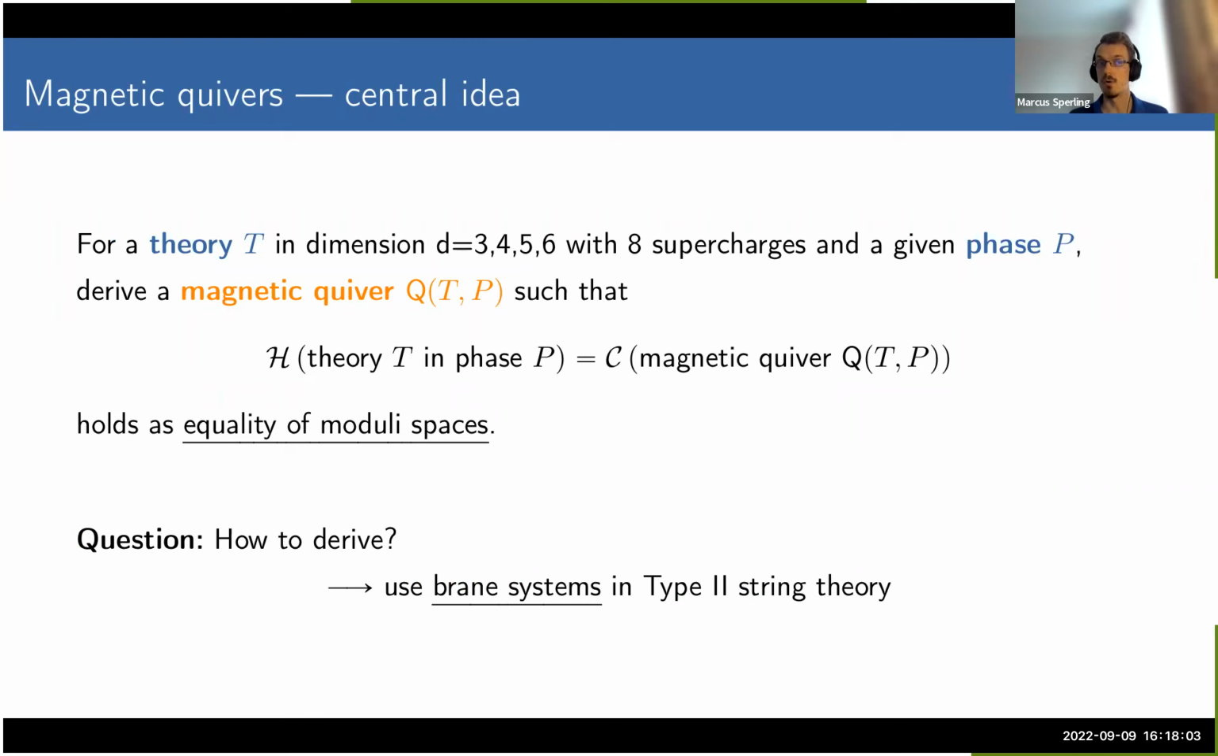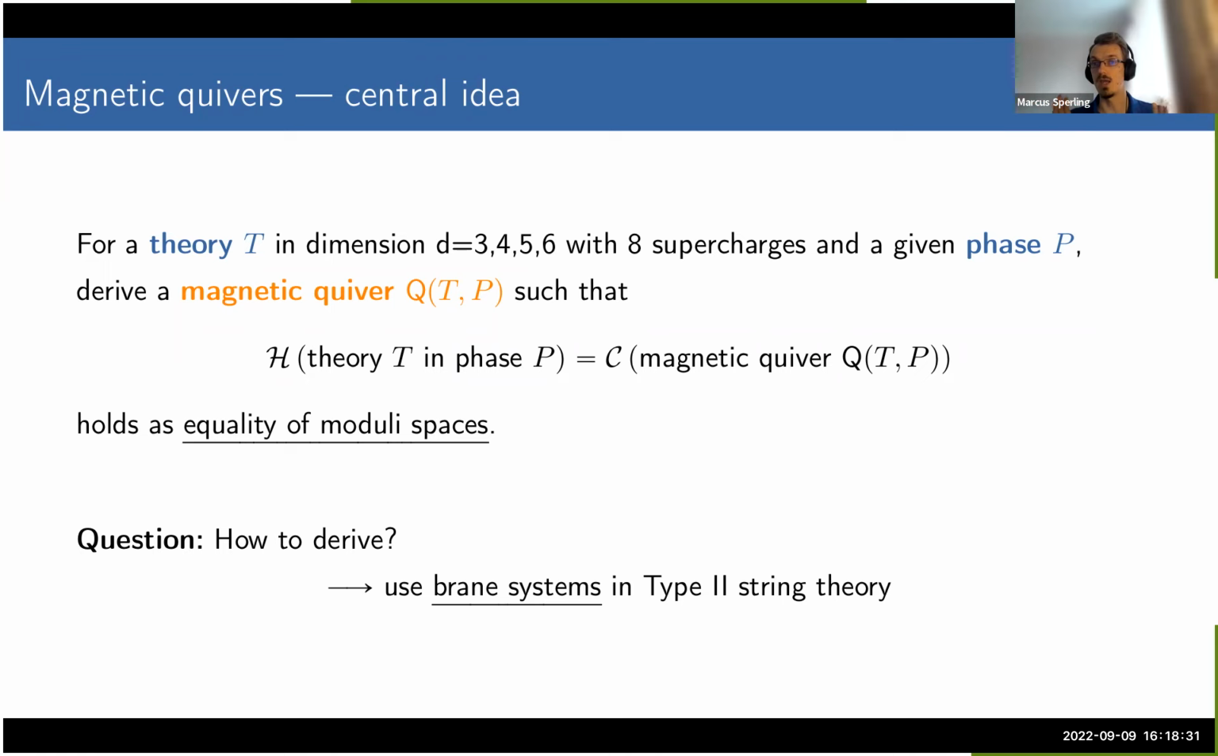And we propose that for this phase, in order to describe the Higgs branch, we can derive an auxiliary theory, which we call the magnetic quiver, and we use the 3D N=4 Coulomb branch of this magnetic quiver to provide an equality in terms of moduli spaces to describe the Higgs branches in question. Right? So we use the improved understanding of the 3D N=4 Coulomb branch to describe these complicated and strongly coupled Higgs branches in high dimensions.